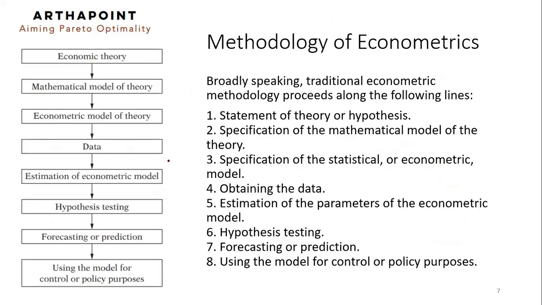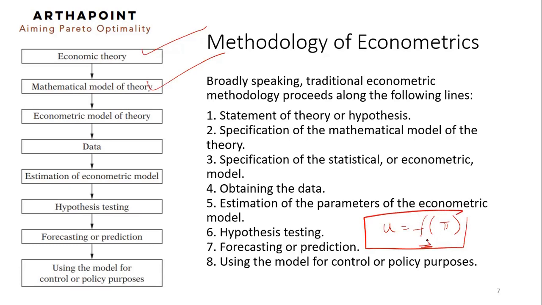So now we'll talk about the methodology of econometrics. Broadly speaking, econometrics is based on these 8 main steps. You have an economic theory. I understand that there is a negative relationship between unemployment and inflation. You have a mathematical model for that theory. So for example, I understand that unemployment is a function of inflation and this is a negative function. I have a mathematical model with me.